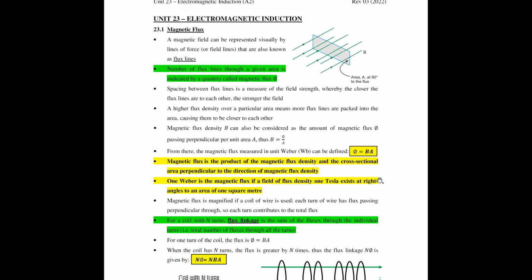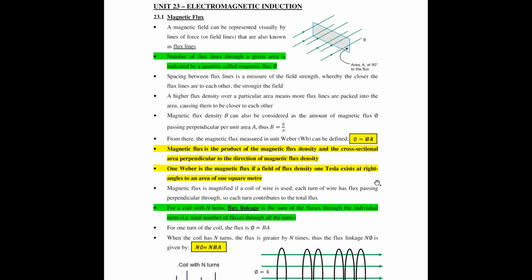Now, under the topic of electromagnetic induction, you will first need to know what we mean by magnetic flux. Okay, what's the definition of magnetic flux? If you recall what you learned in the magnetic field chapter, we told you that magnetic field can be represented visually by lines of force or field lines. Those lines of force are also known as flux lines. Right now, the number of flux lines through any given area is a quantity called magnetic flux.